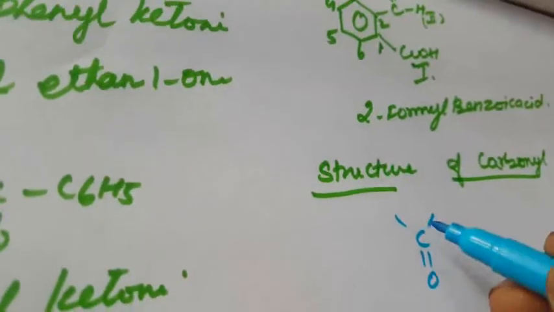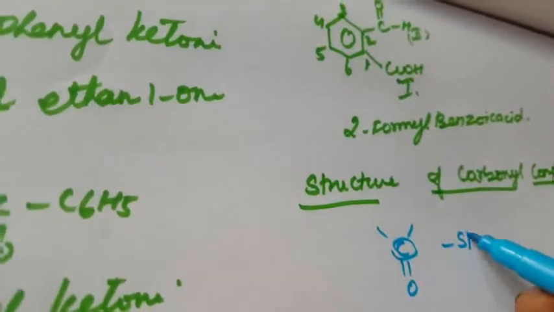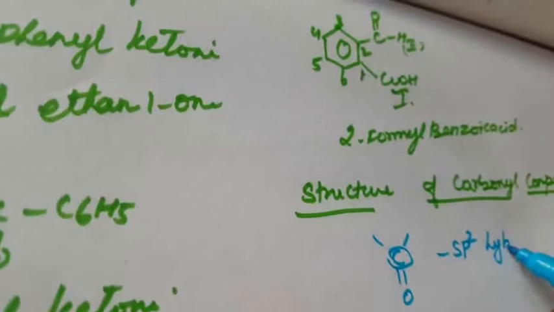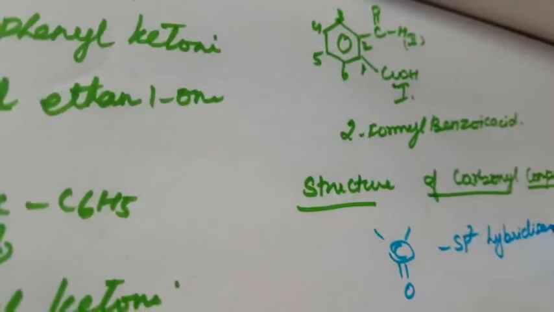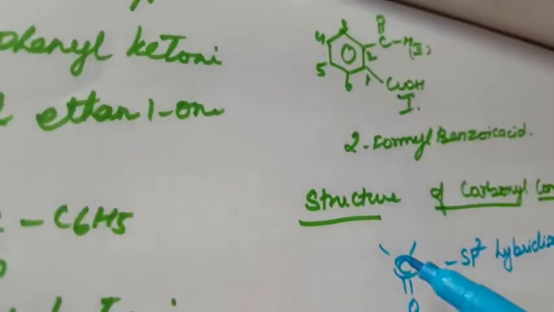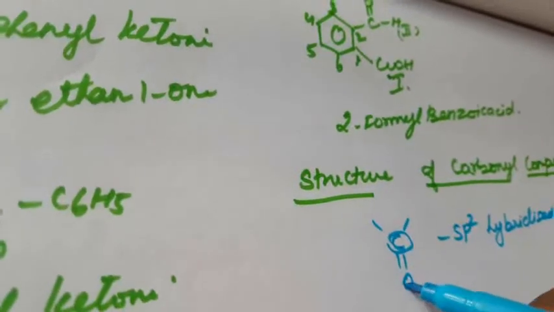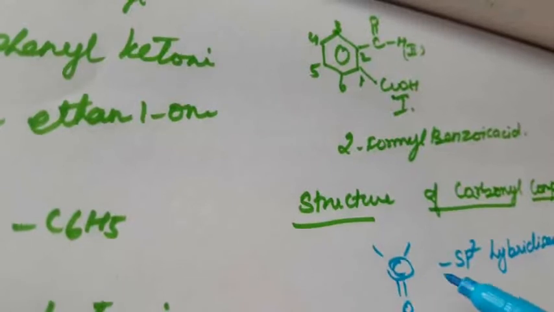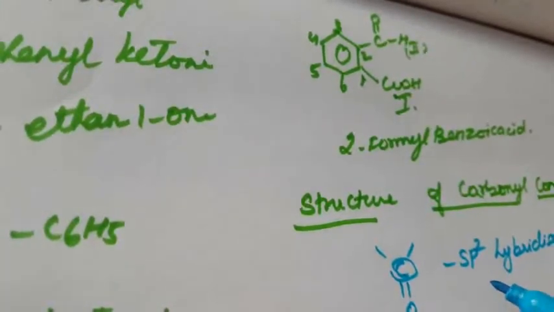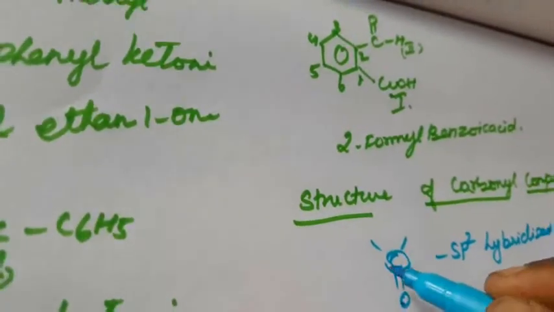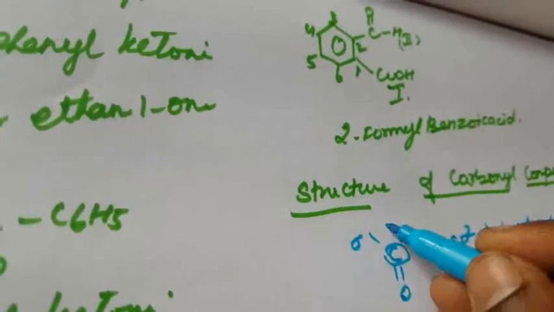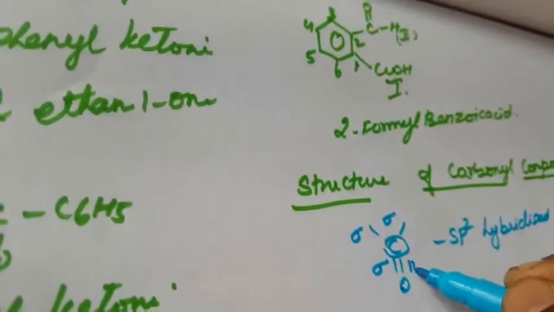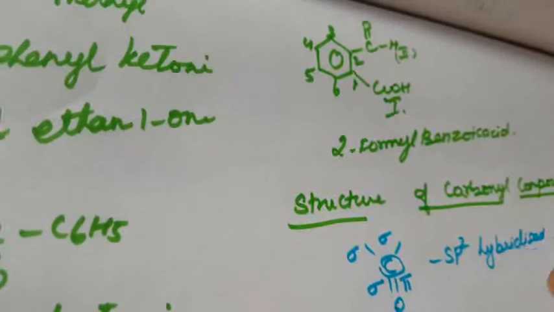The carbonyl carbon contains sp2 hybridized orbitals. The carbon-oxygen bond is similar to the carbon-carbon bond. The carbonyl carbon uses its 3 sp2 hybridized orbitals to form sigma bonds. This one is a sigma bond, this one is a sigma bond, and this one is a pi bond. Okay.